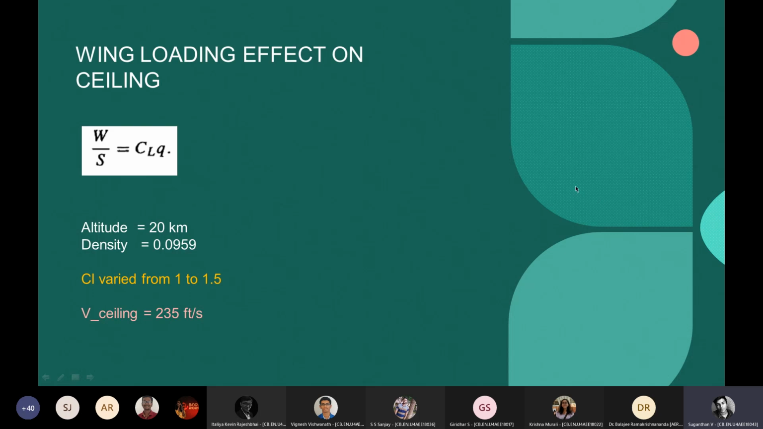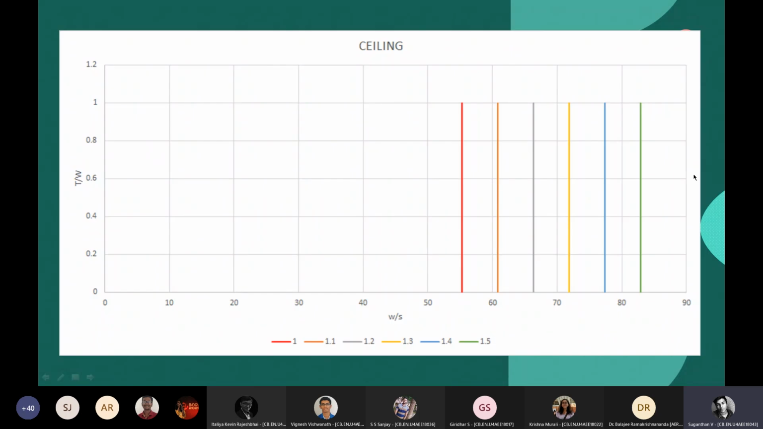Next is wing loading effect on ceiling. Ceiling was given to us as 20 kilometers. The density at 20 kilometers altitude is found to be 0.9. And we took a ceiling velocity lesser than the cruise velocity, 235. Oh, there's a mistake, 235 meters per second? Oh, it's correct, 235 feet per second, and CL is varied from 1 to 1.5. For a fixed velocity, these are the different graphs for different CLs. Fix your CL, and to the right is feasible?